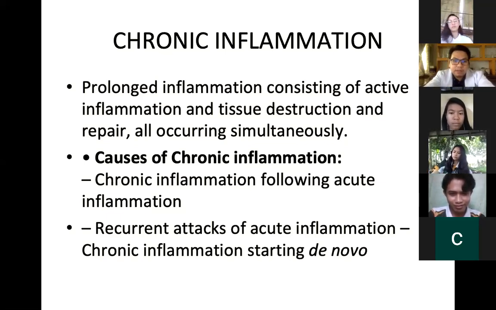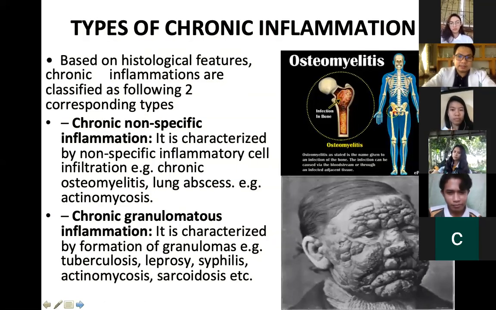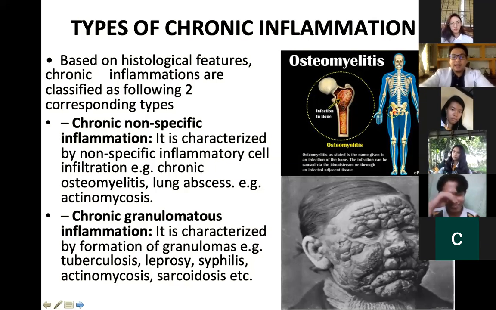The cause of chronic inflammation, okay: following acute inflammation or recurrent attacks of acute inflammation, or chronic inflammation starting de novo. Okay, yan yung example, class. All in one. Okay? So we have two types of chronic inflammation: the non-specific and then the granulomatous inflammation. For non-specific, it's characterized by non-specific inflammatory cell infiltration, for example, chronic osteomyelitis, lung abscess, and actinomycosis.